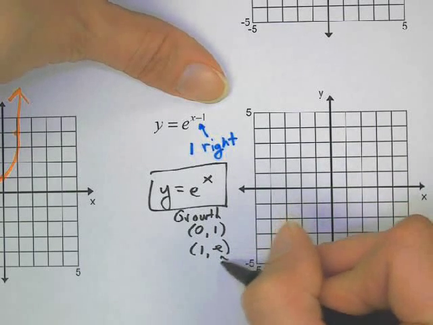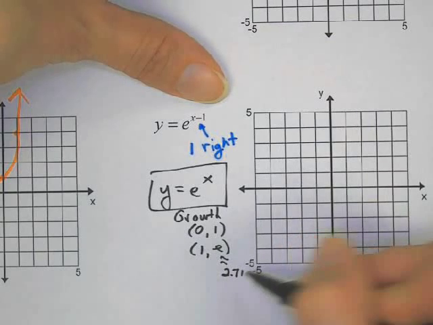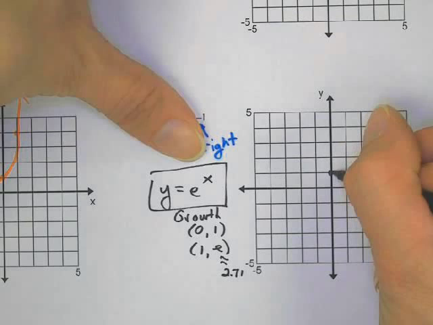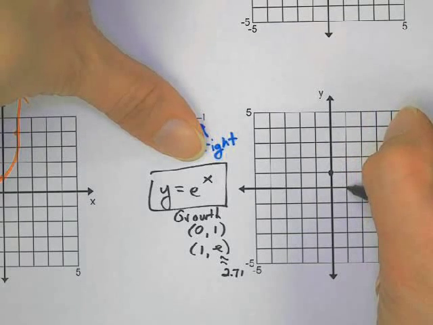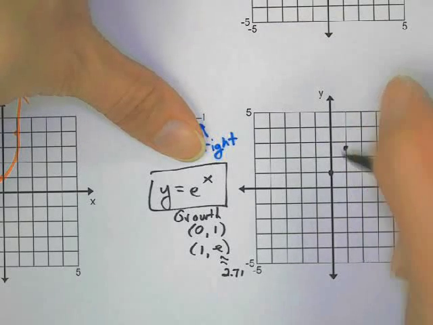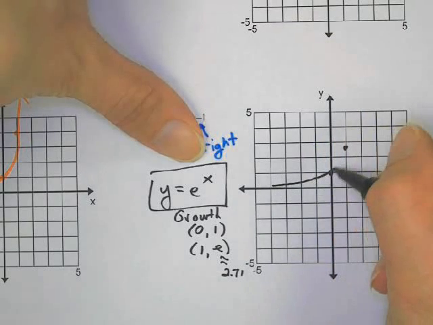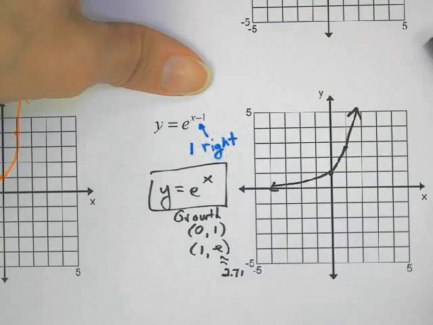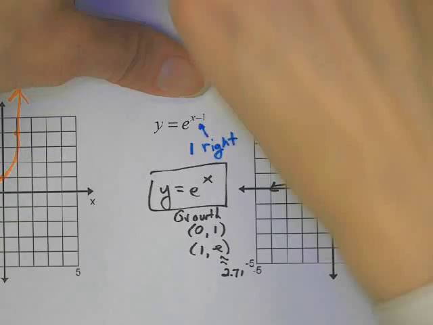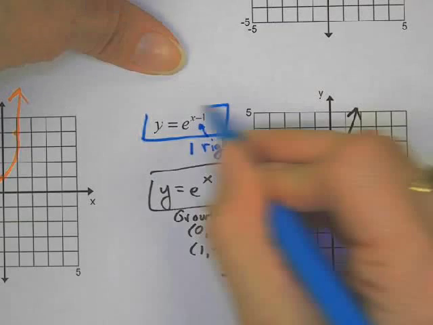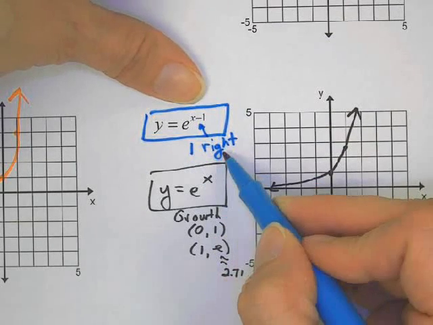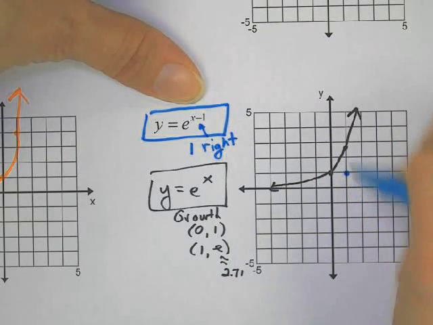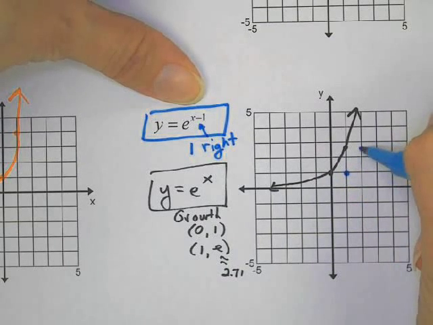And e is about 2.71. So let's draw a basic growth, (0, 1), (1, e), 2.7. There it is. Okay, so here is e to the x. Now, if you're not switching colors, then you're going to have to do a dotted one and a solid, or put some equations on your graphs, because my final answer here is going to be 1 to the right. So (0, 1) goes to (1, 1). (1, e) moves to (2, e).